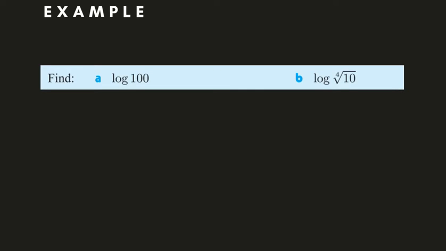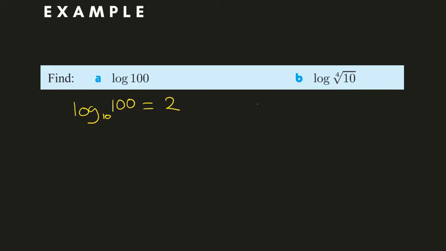Take a look at these. Pause the video if you like and have a go at this yourself. So in part A, log of 100. Well, as I've just said, if we have a logarithm with no base, we need to assume base 10. So we could rewrite this with that in so you can see it. And again, say that same expression to yourself: what is it I raise 10 by to get 100? Well, of course, 10 squared is 100. So the answer is 2.